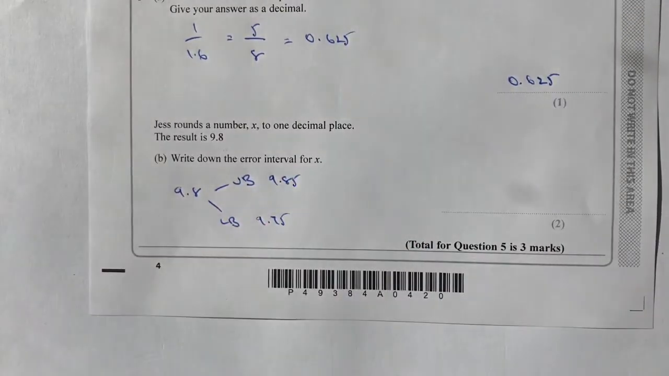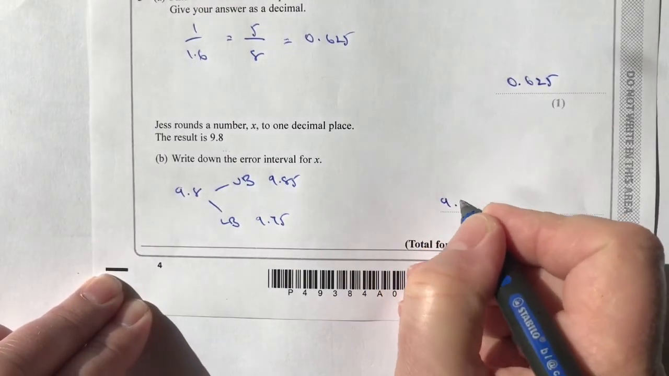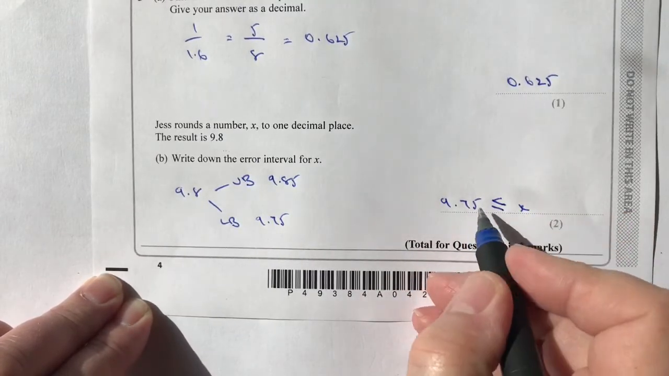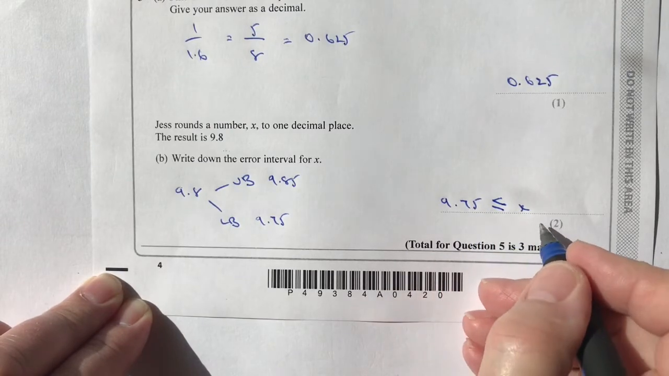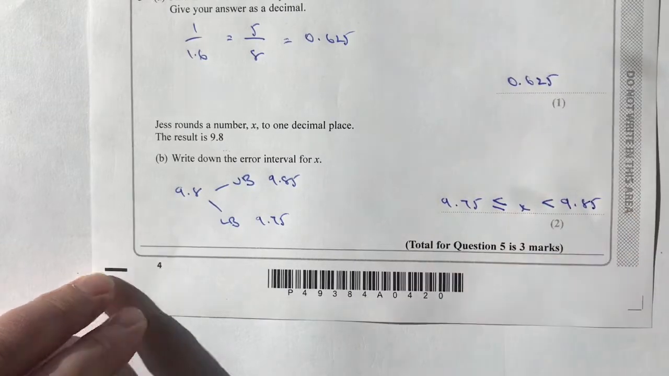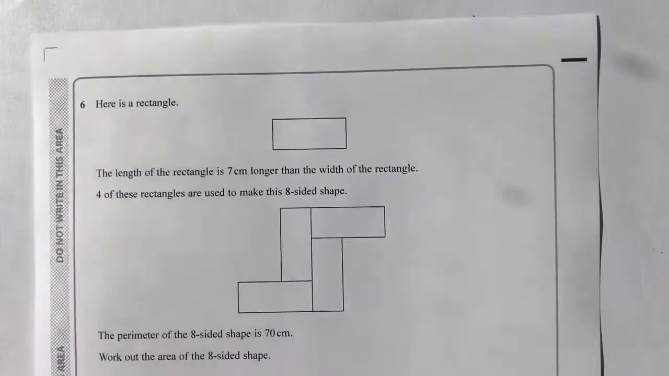Okay, so error interval is just a way of saying write the bounds. So we're saying that the value of x is greater than or equal to, remember it's equal to that, okay, 9.75, or it's less than 9.85. It can't be equal to 9.85, because if it is, then it would be rounded up. I hope that's okay for you, and again on the channel there are playlists on bounds that you can have a look at. So let's have a look at question number 6.